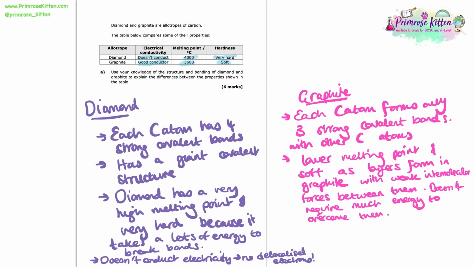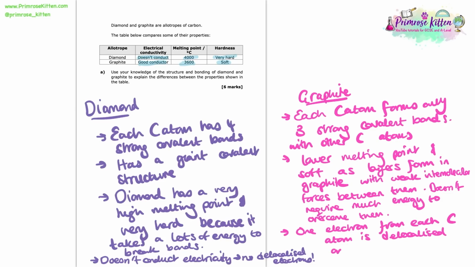So the final thing really to mention about the properties of graphite is the fact that it is a good conductor of electricity. If we think back to the fact it only forms 3 strong covalent bonds, and carbon, of course, has 4 electrons in its outer shell. So if only 3 of those have gone to form covalent bonds, then we're going to have 1 left.